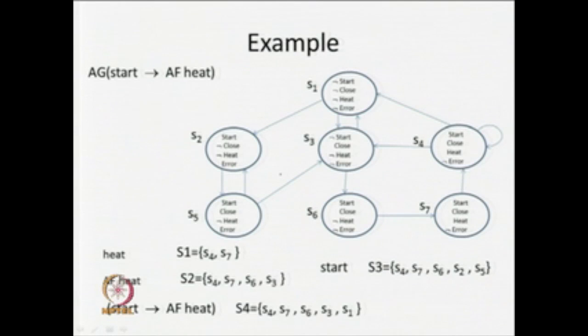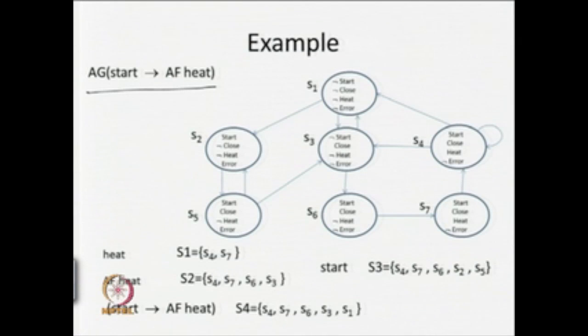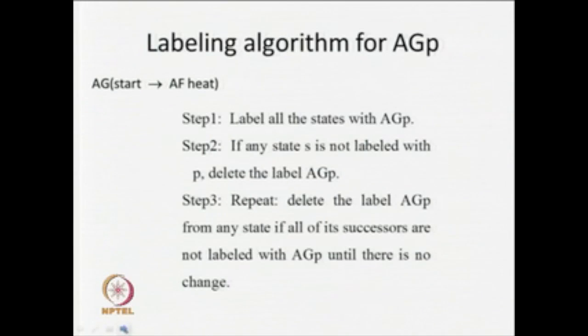Now, once we know the labeling of this sub formula, we can go for the main formula. In this main formula, we have AG (start implies AF heat). We know the procedure. Now, what is the procedure for AG? How are we going to get it?